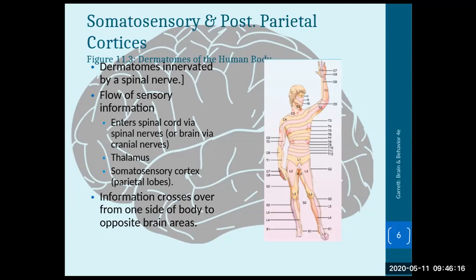Just like the other systems, as we've talked about in all 5 senses, the information crosses over. So if it hits me on the left cheek, left side of my face, it's going to cross over and it's going to be interpreted in the right somatosensory cortex. So information crosses over from one side of the body to the opposite brain area. It works the same way going back down.